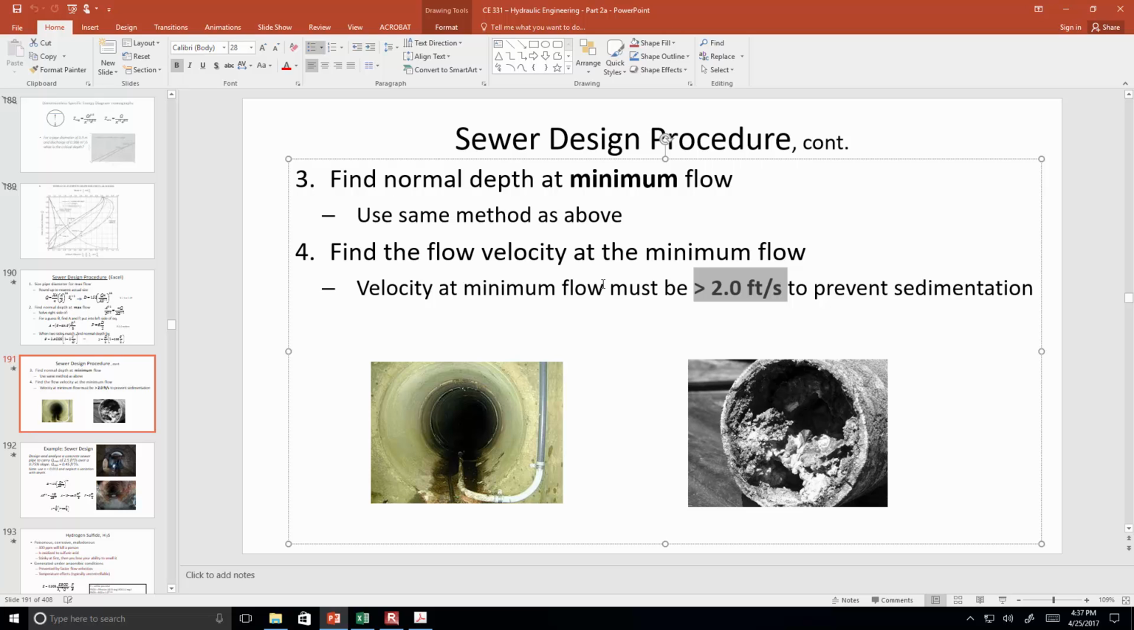And so sometimes it's a problem. People think that just making the pipe bigger is always the solution to every problem. And you need to have the pipe large enough to handle the maximum flow. But if it's so large, then think about what the flow depth is actually going to look like.